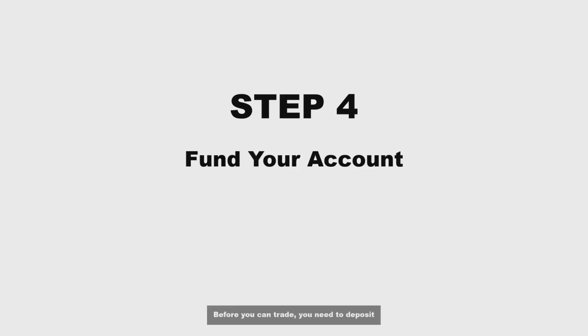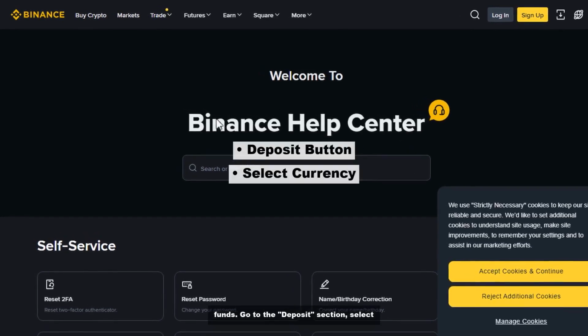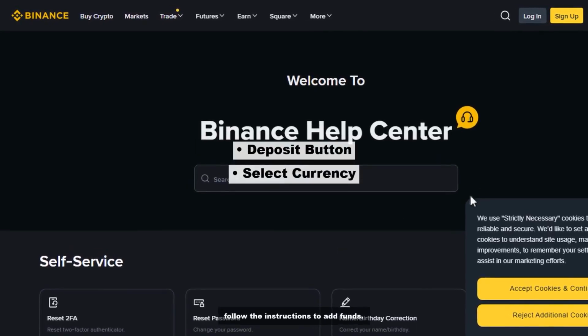Step 4. Fund your account. Before you can trade, you need to deposit funds. Go to the deposit section, select your preferred cryptocurrency or fiat, and follow the instructions to add funds.